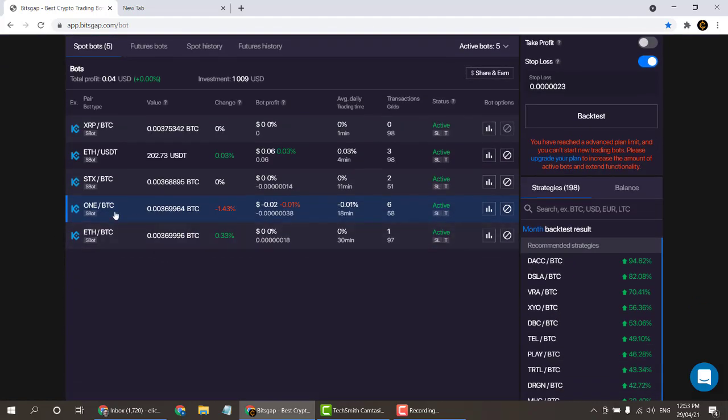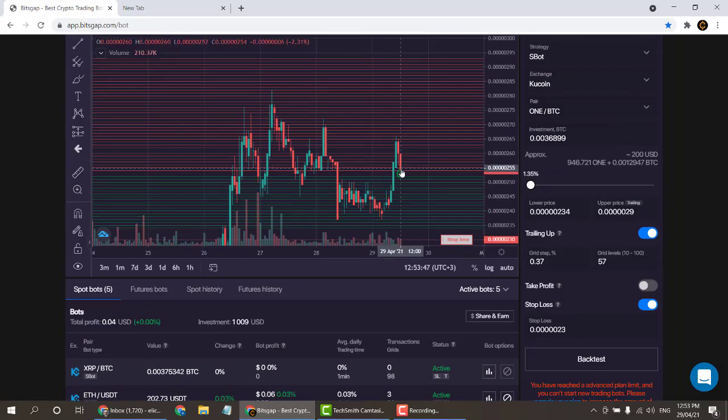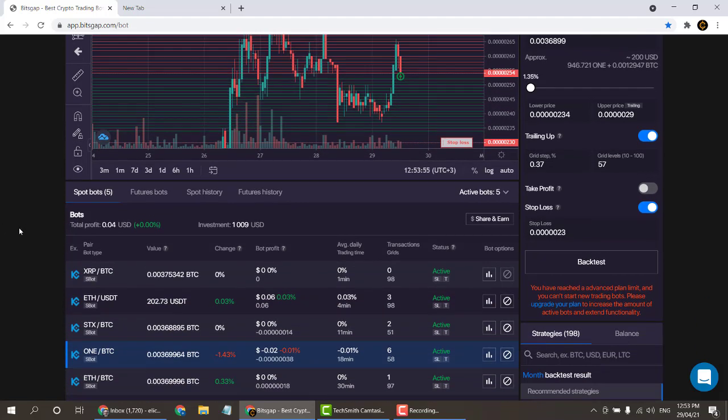Yeah, this is the grid bot of cryptocurrency called One against Bitcoin, and we can see it's gone down in value a bit, and so it's bought some more of the cryptocurrency One, and as a result, it's showing a slight loss. The trading bot says it's got a slight loss. Really, it's not a loss. It's just that it's bought some of the One, and when the value goes up, then it will sell it at a profit. And here also we see the overall change is minus 1.43% because the value has gone down a bit.